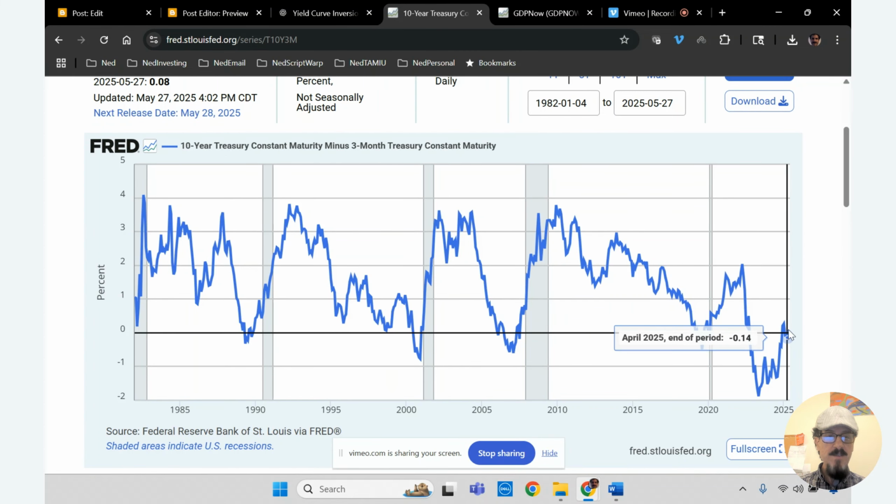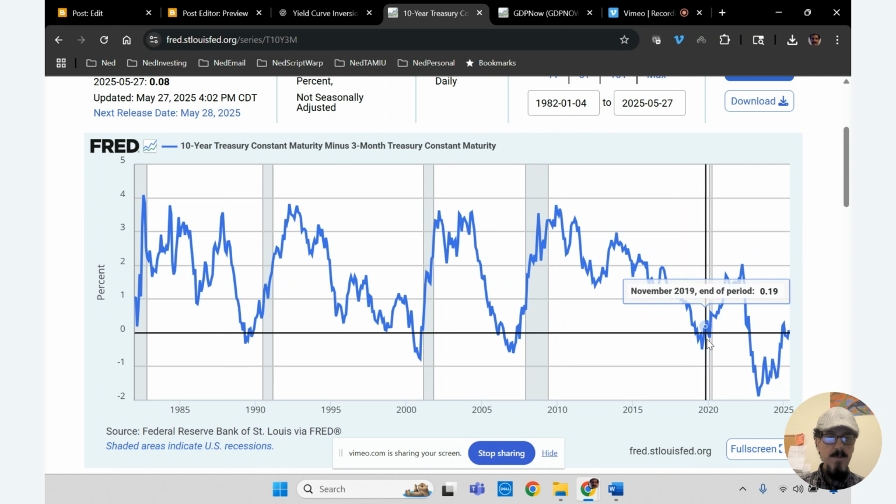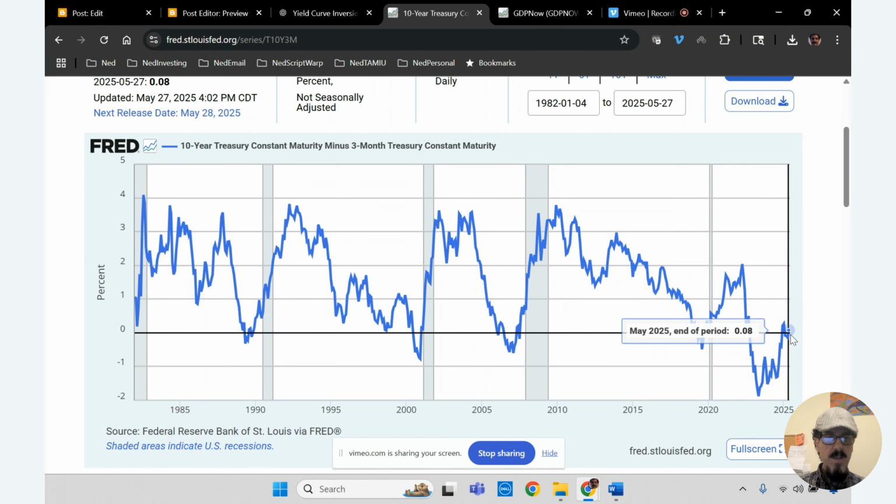So we have an un-inversion already. It may invert back and un-invert, and in fact this happened before COVID, but the yield curve is telling us that a recession is imminent. And this is a fascinating phenomenon.